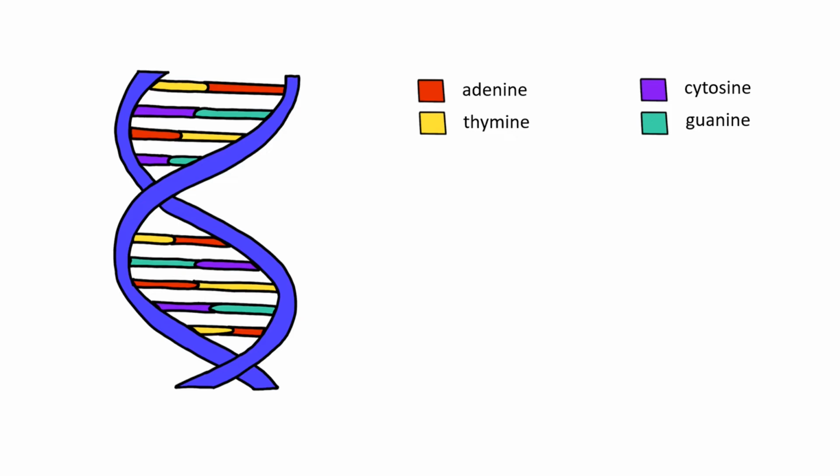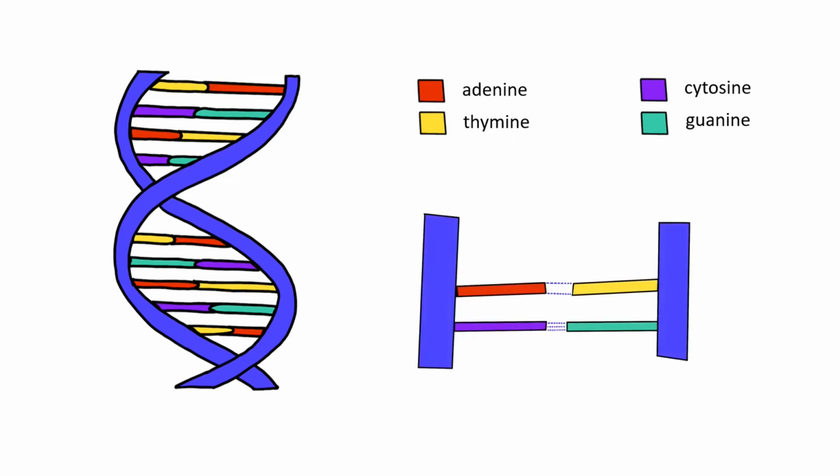Adenine and thymine form 2 hydrogen bonds, whereas guanine and cytosine form 3 hydrogen bonds. Also, the consequence of this complementary base pairing is that we have the same number of purines and pyrimidines in DNA. This is referred to as the Chargaff's rule.